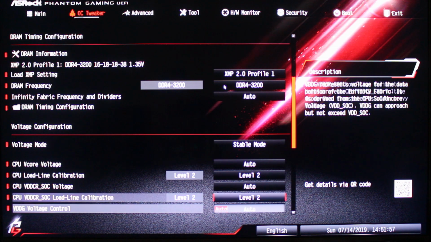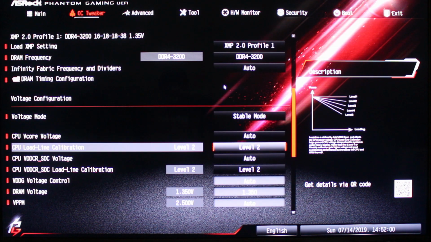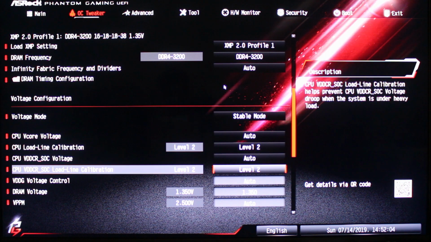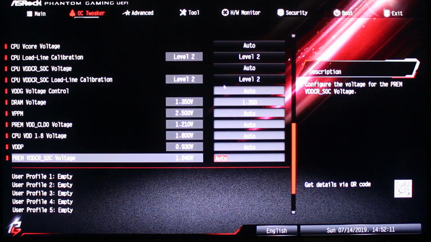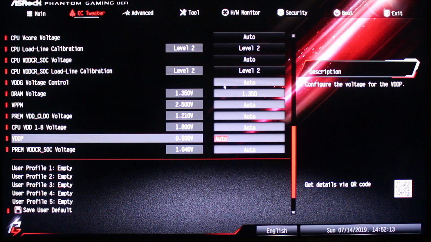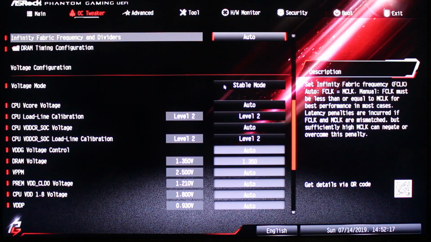Then the only other thing that I did was change the CPU load line calibration to 2 instead of 5, and the second load line calibration to level 2 also. Yeah, and that's pretty much it. So far so good. I wasn't able to get 4.3 or even 4.25 stable enough.